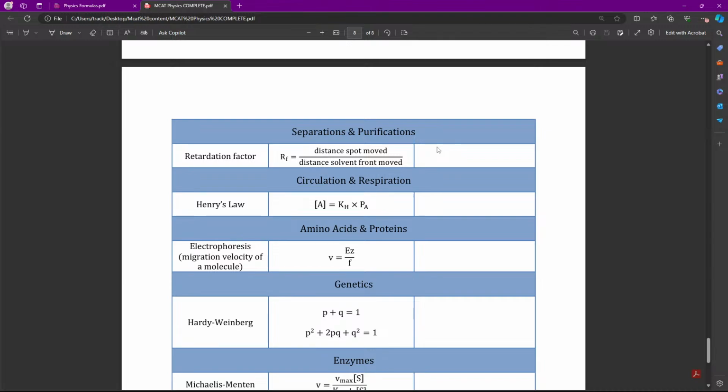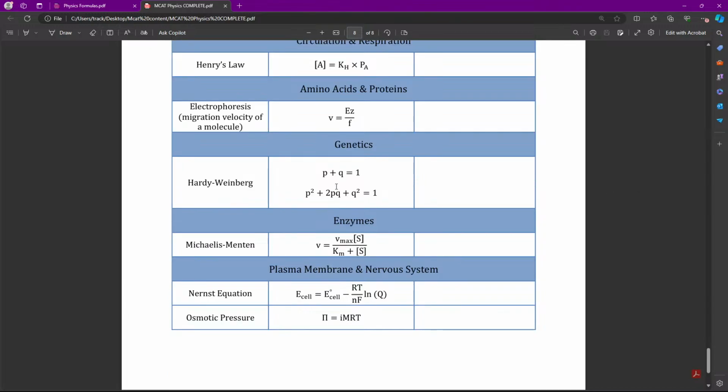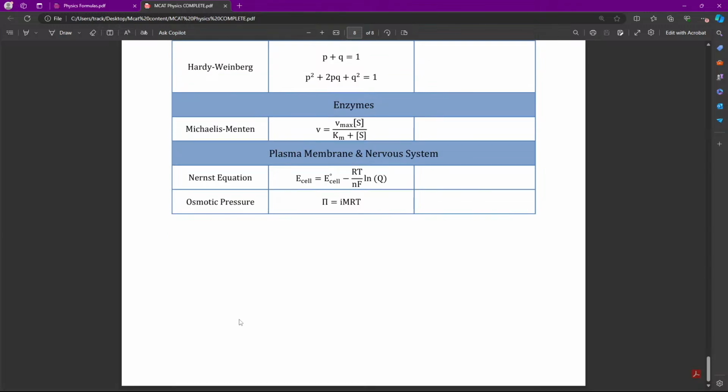Rf is equal to the distance the spot moved divided by the distance the solvent moved. It's known as the R factor. Poiseuille's law is for circulation and respiration. Electrophoresis is v equals E times z divided by friction. I know the Hardy-Weinberg equations. I know the Michaelis-Menten, I know the Nernst equation, and I know osmotic pressure.